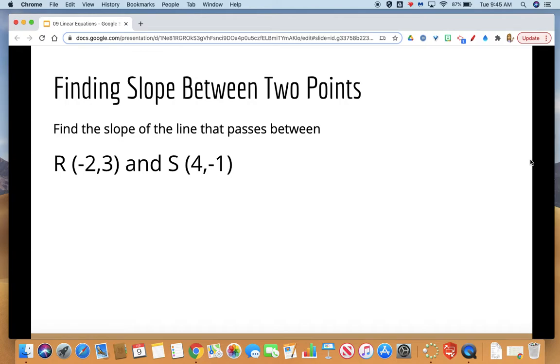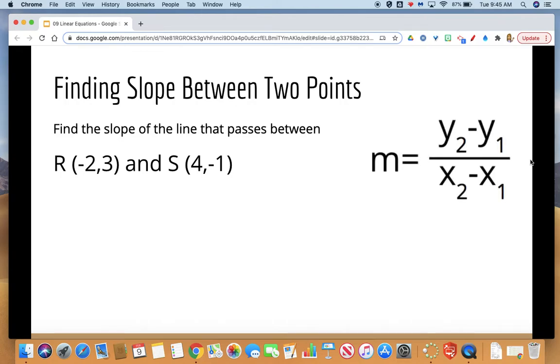Let's say we're looking at point R, -2, 3, and point S, 4, -1. I'm going to label those points so I understand which one is which. Now my first point is made up of an X and a Y. So I label those X1 just because it's my first X, and Y1, it's my first Y. That's all the 1 represents. It's just my first point, my first X, my first Y. My second point, I'm going to do the same thing, but instead of x1, y1, I'm going to label my second x2, y2.